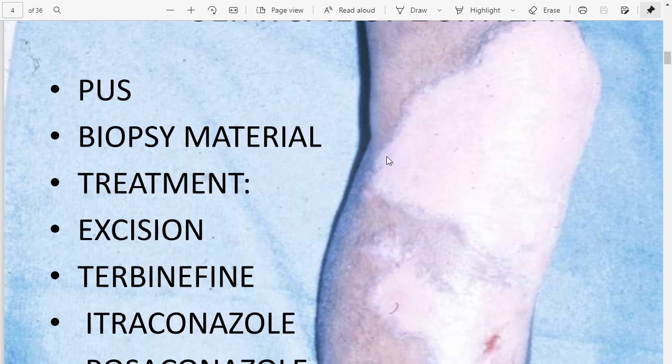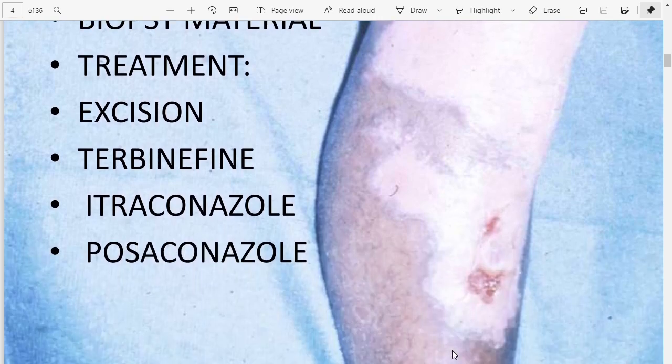Pus is the best specimen for diagnosis of this fungus. We can take a biopsy from the edge of the lesion. We can excise the whole area and then do skin grafting. We can use with the excision terbinafine antifungal drug treatment, or itraconazole or posaconazole. This is a new generation drug, the posaconazole.